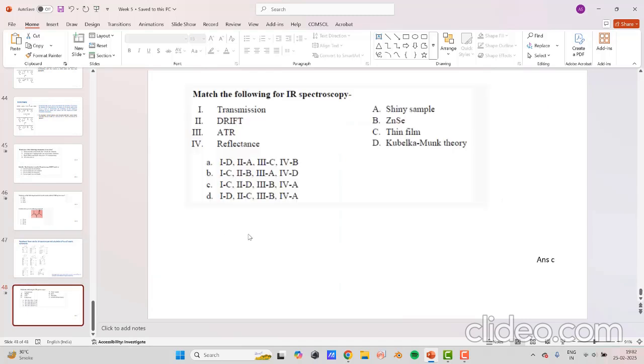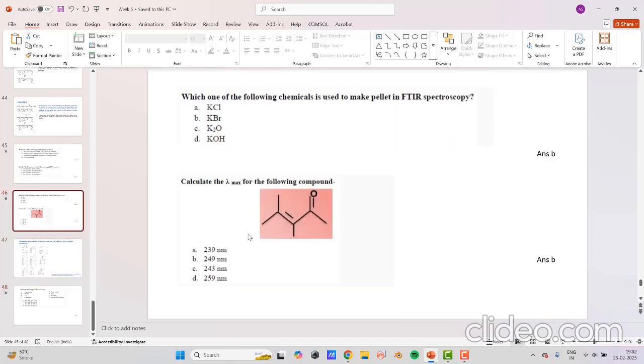This one. Just before that, one structure you showed. Yeah, this one. Calculate the wavelength maximum for the following compound.